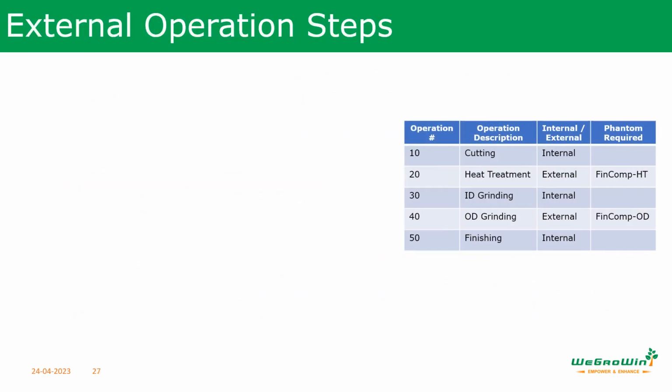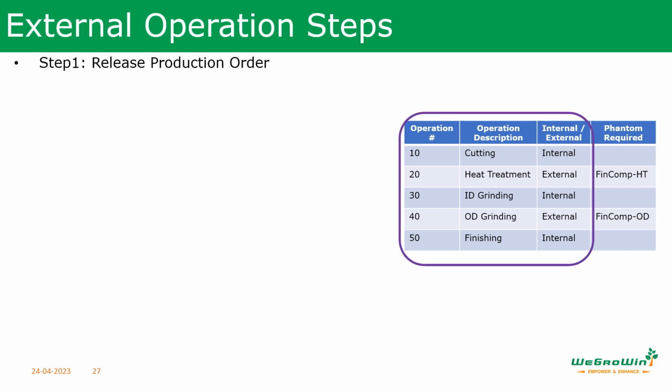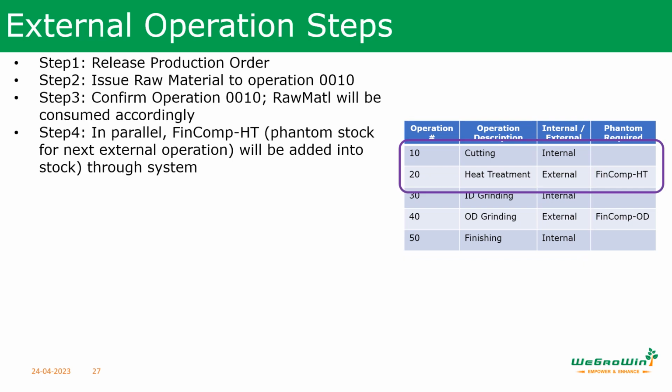So now we will discuss the various steps involved in this external operation. First, create and release the production order having these operations with the internal-external combinations. In step 2, issue the raw material to operation 10. Let it be processed in step 3. Step 4, there will be a finished component HT, the phantom code which we assign to operation 10, which is getting released now. It will be added into the stock.